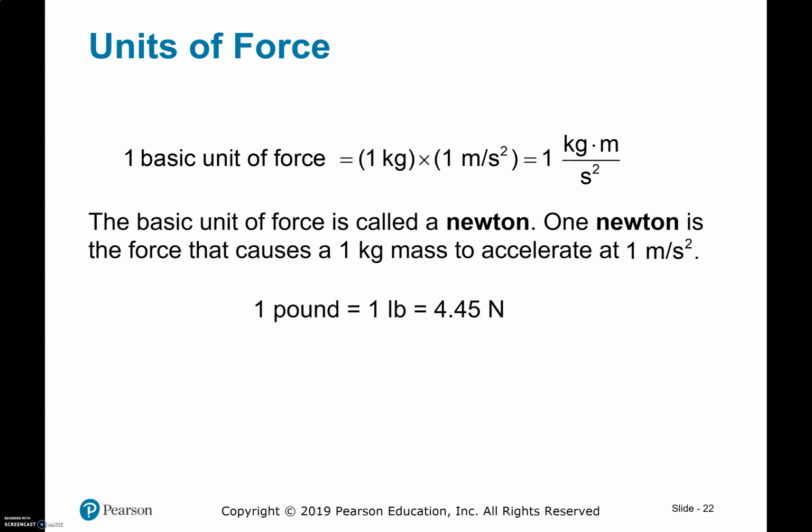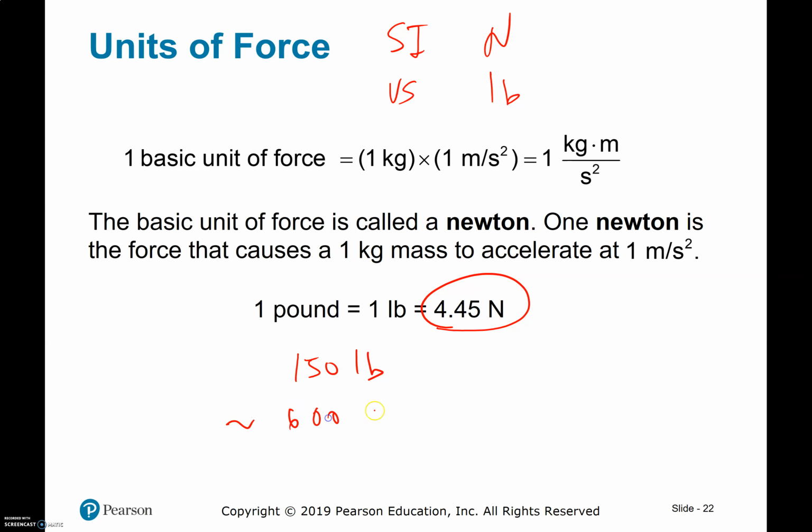Units of force: we are going to use two types of units, the international units, which are the newtons, and the British or US units, which are the pounds. So the pound is a unit of force. A pound is roughly about 4.45 newtons. So let's say your weight is 150 pounds. Your weight in newtons is going to be roughly about 600 newtons. So those are units of force.